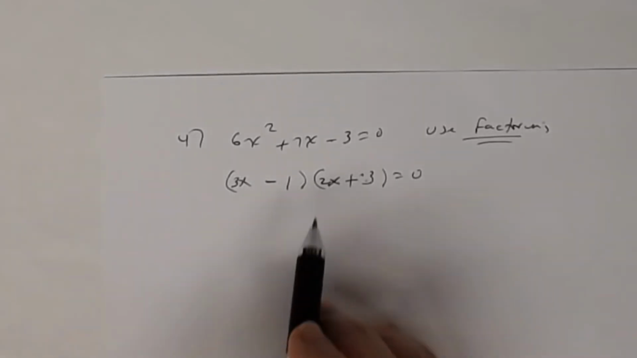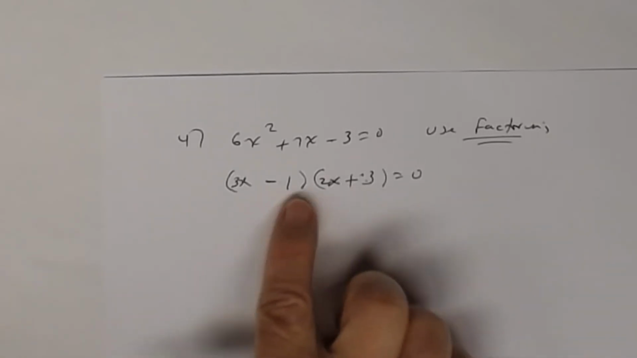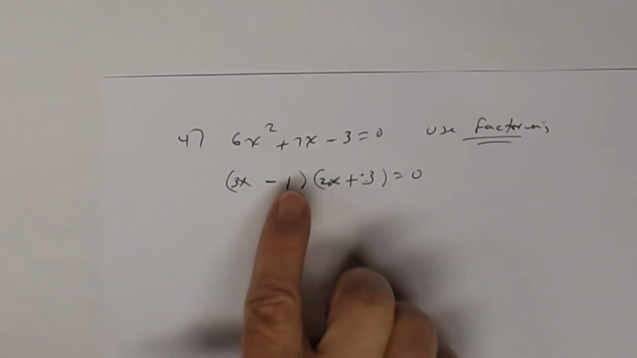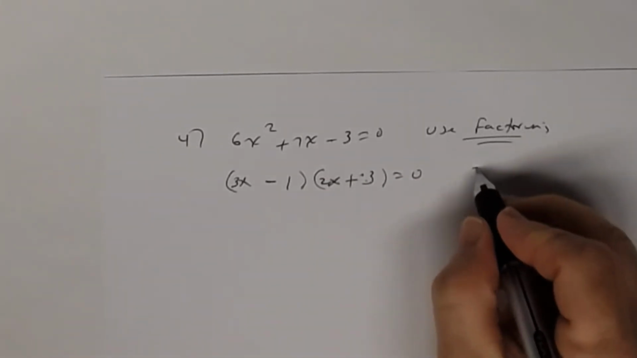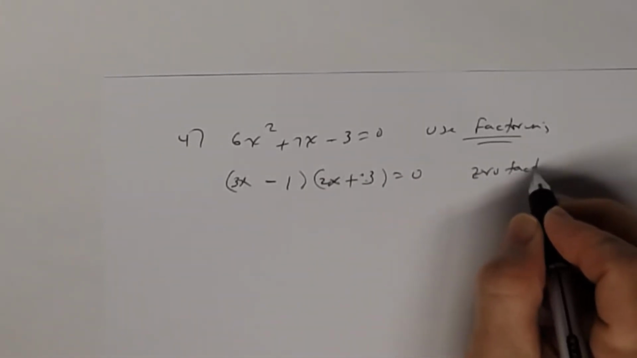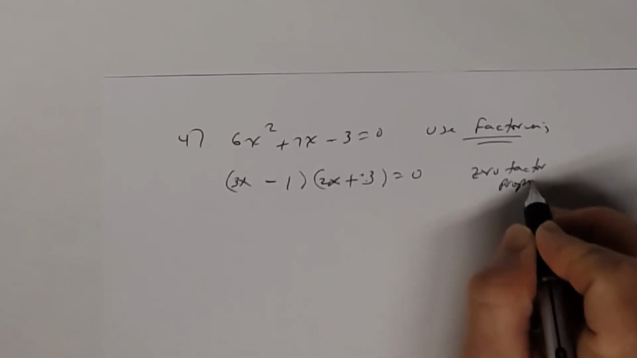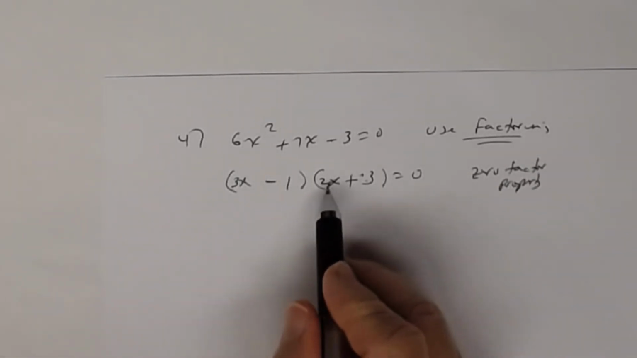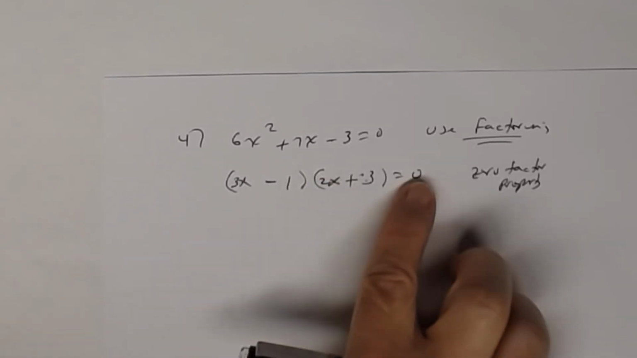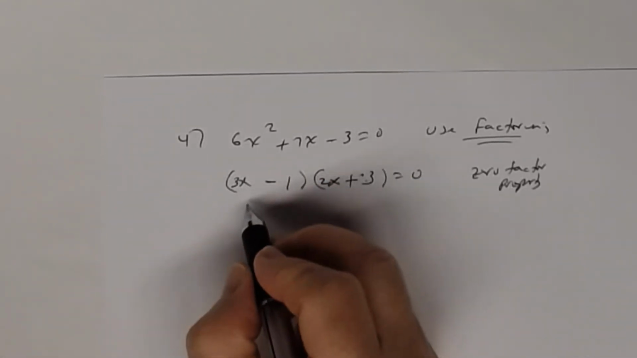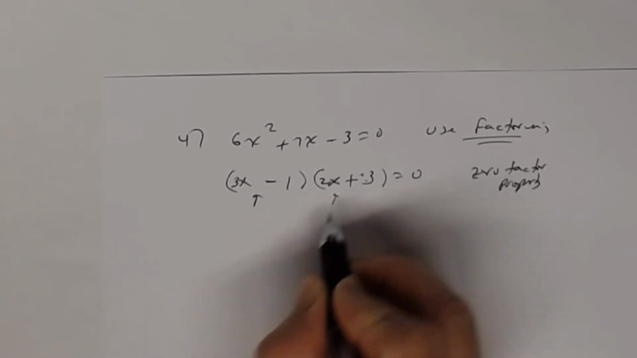Now, after that, remember I have two factors whose product is 0. That's what this says: this factor times this factor is 0. So that's where we're going to use the zero factor property. The zero factor property says that if you have two or more factors whose product is 0, then obviously one of those has to be 0. That's the only way you can get a product of 0. So at that point, you set each of those equal to 0.